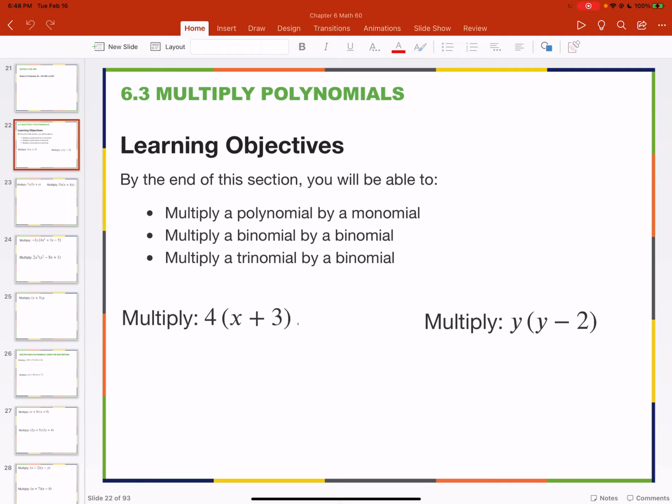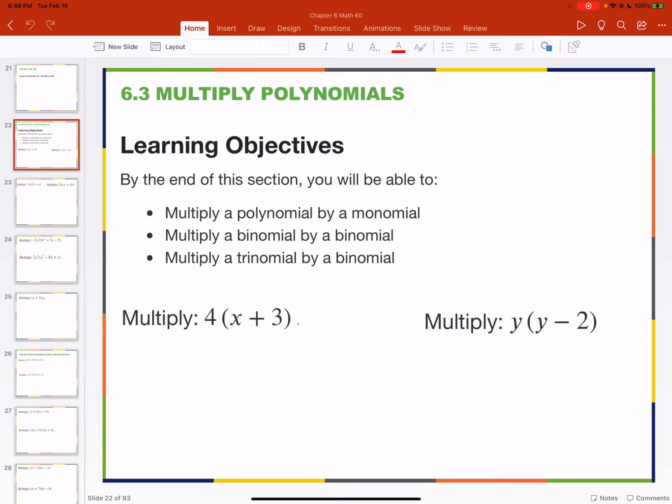So here we go. Multiplying polynomials. What are we doing? We are multiplying. By the end of this section, we will be able to multiply a polynomial by another one, either by a monomial, a binomial with a binomial, and a trinomial with a binomial.